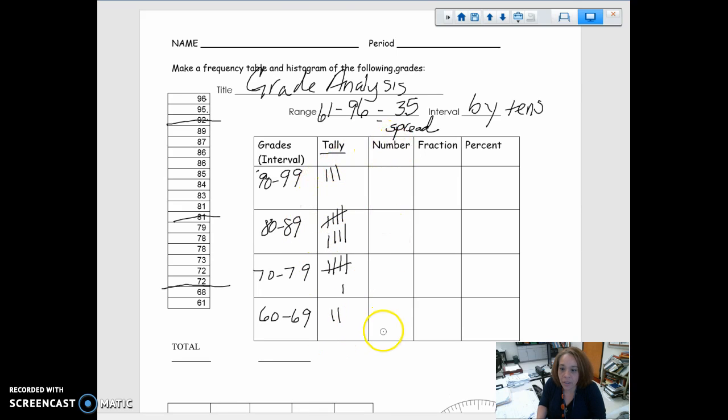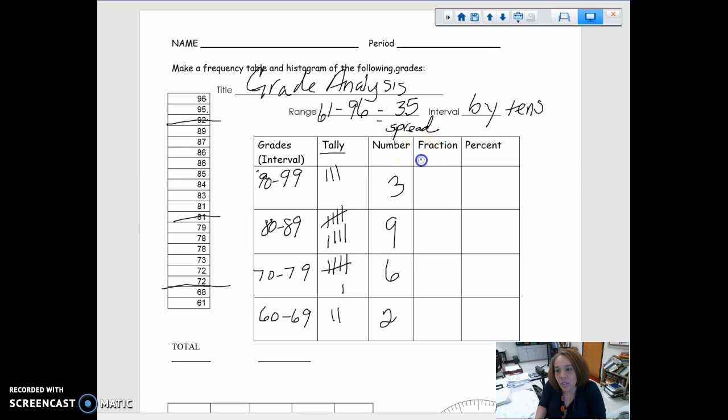Let's go ahead and write the numbers into the number column here. That's 3. This was 9 because I have 5 and a 4. This was 6 because I have 5 and a 1. And this one is just a 2. Okay?